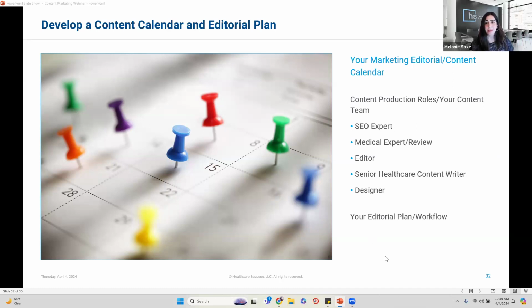And of course, there are a lot of other people involved in creating content. You've got your designers, developers, a lot of other people. But I decided to focus on that editorial team that you might need and who you need to save that time and money.